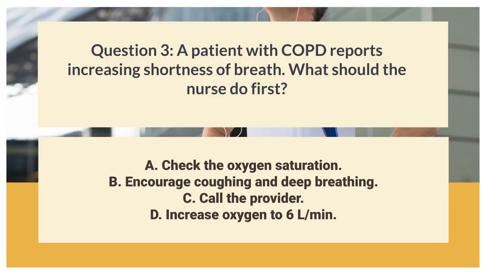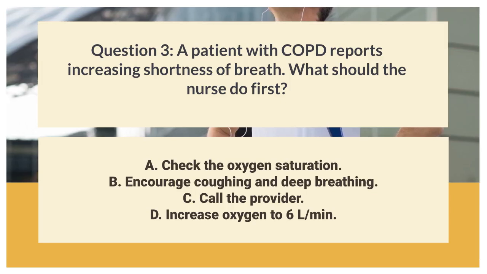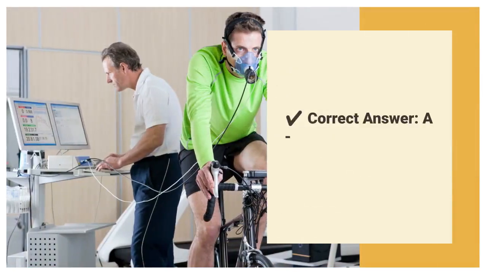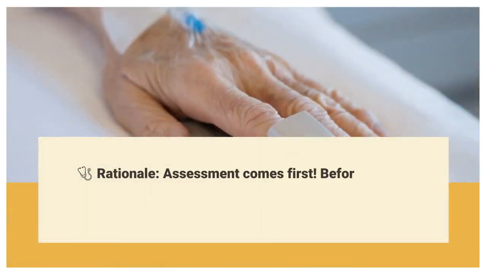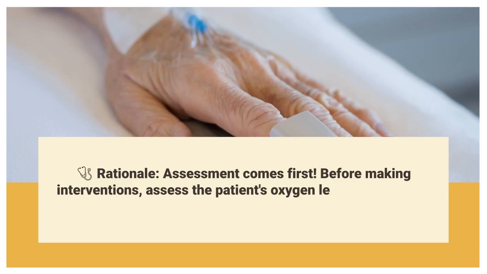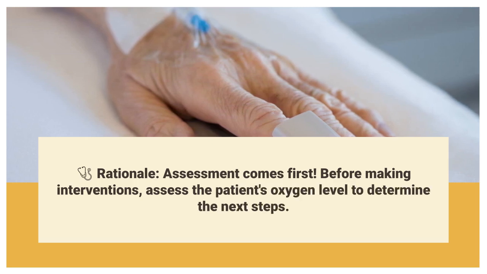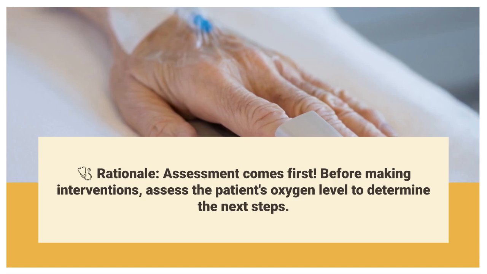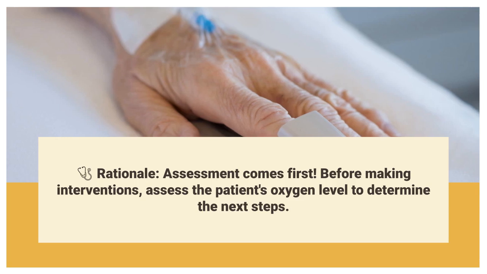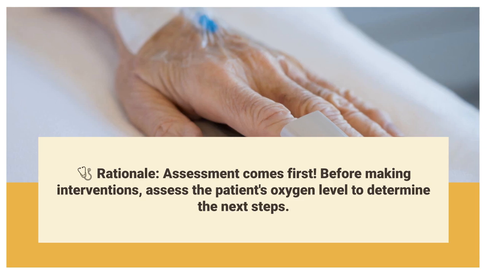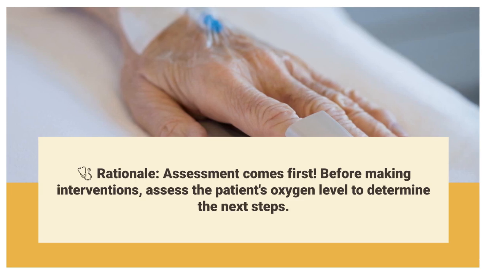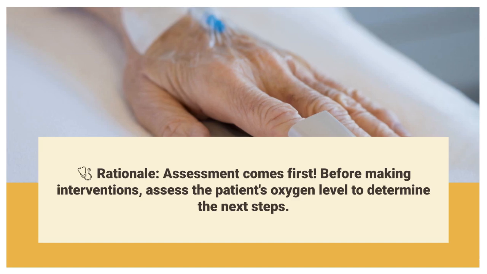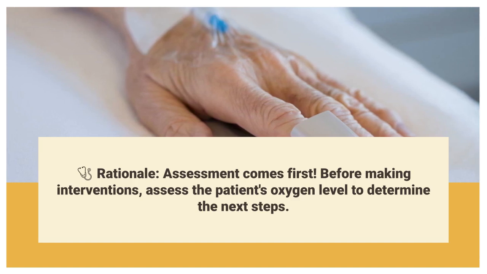All right, so basically this is a situation where their respiratory status is worsening. So the correct answer would be A, check the oxygen saturation. Now it seems like this is probably the most simple of these, but assessment is always going to come first before making any interventions. You want to assess the patient's oxygen level to determine the next steps. This is a question where you're limited on the information you have, but by getting the oxygen saturation, you can know what the next course of action should be. So that's where that assessment comes in.